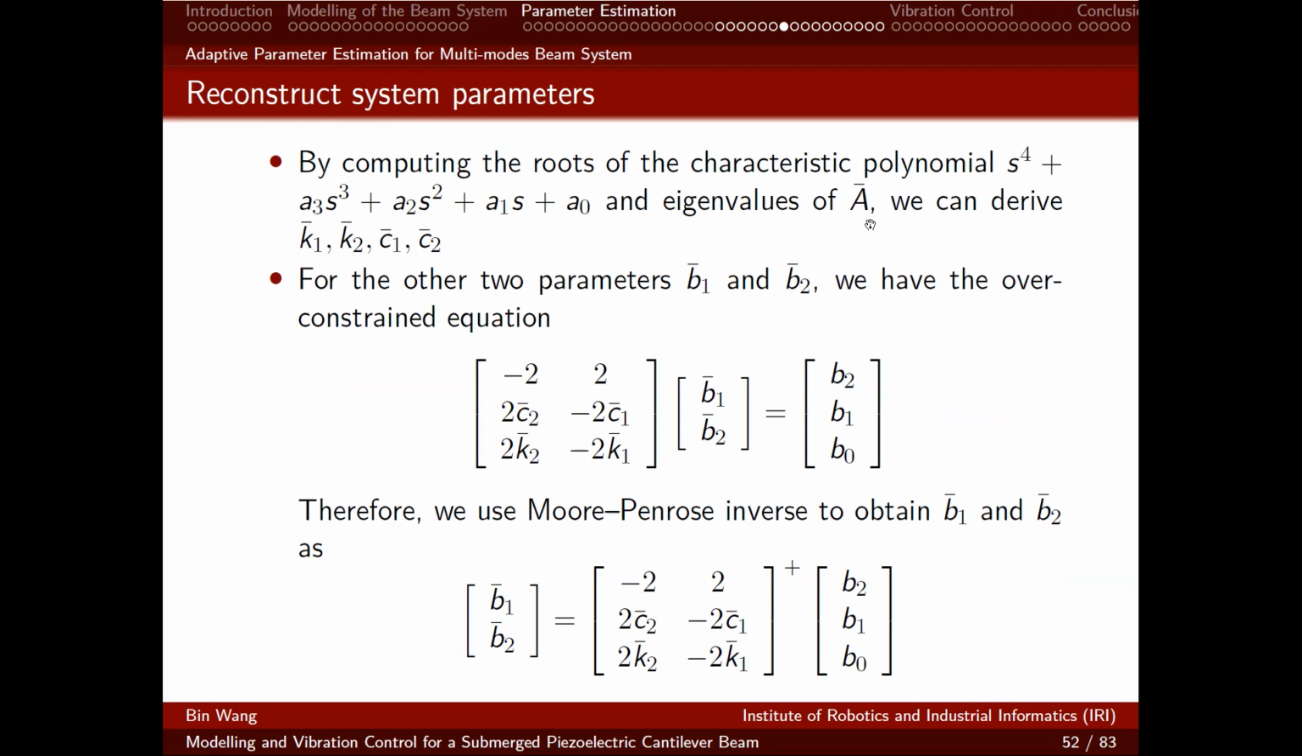So we can have four equations and four coefficients to compute. For the other two parameters, B1 bar and B2 bar, we have an over-constrained equation. Theoretically, we cannot solve it, but with the Moore-Penrose inverse, we can obtain an approximate solution of B1 bar and B2 bar.